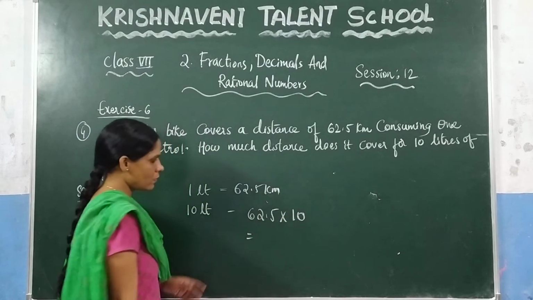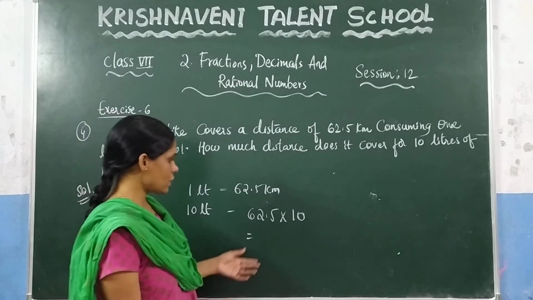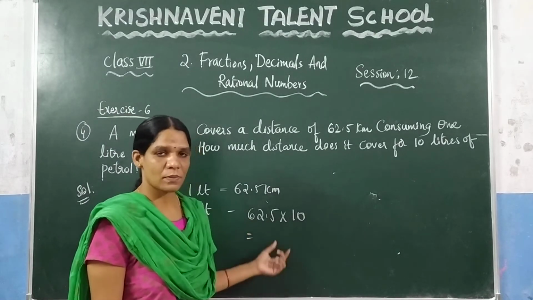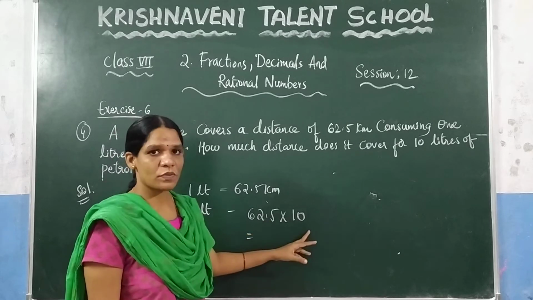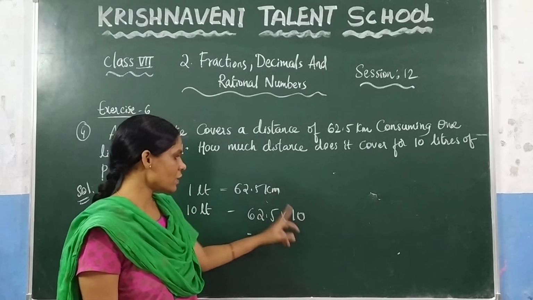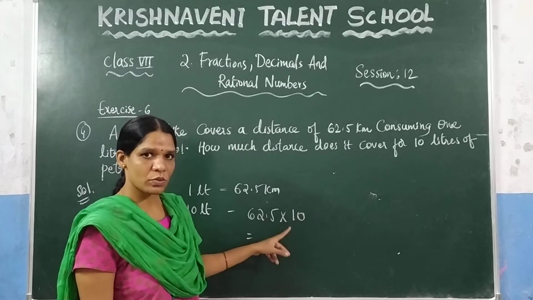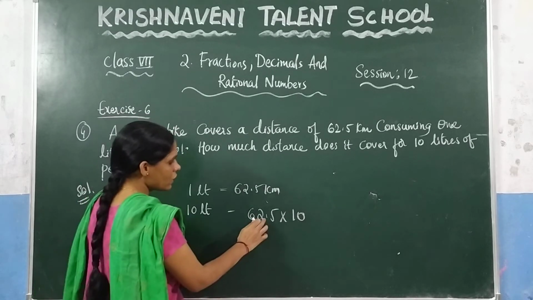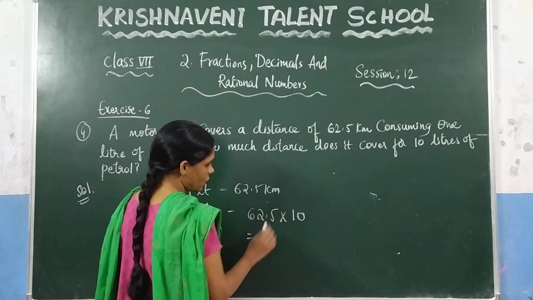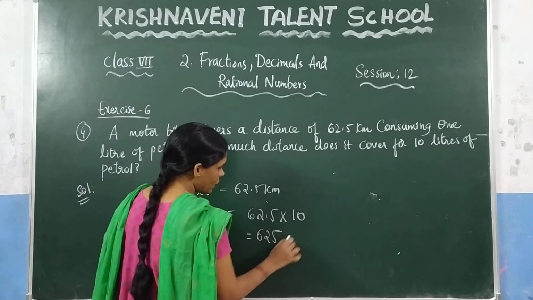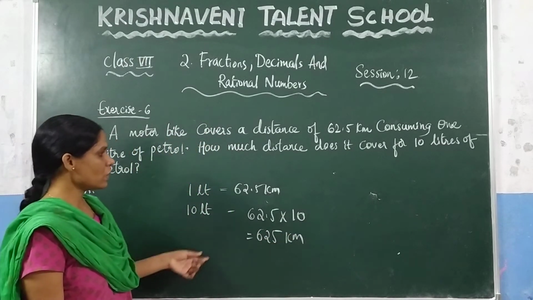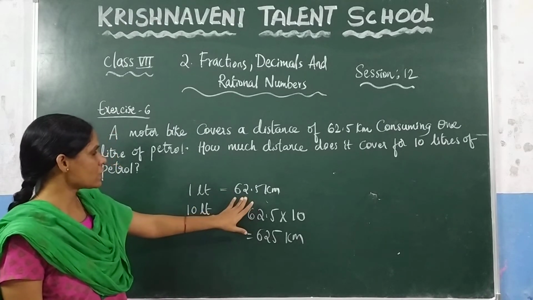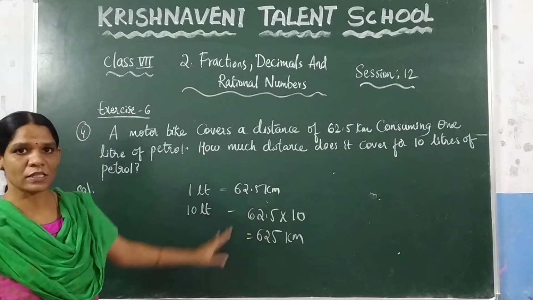Before this session also we have discussed, if you are multiplying a decimal number with 10, you need to shift the decimal point as many places as there are zeros. Here, since there is 1 zero, you need to shift the decimal point to the right by one place. So this decimal point you need to keep here. So what will we get here? 625 kilometers.